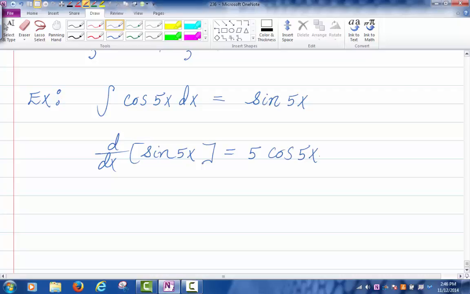So what should I do to make sure that I get the correct integral? You should be taking 1/5 right here. So notice, if I have a 1/5 here, then the derivative would be 1/5 of this quantity, which is exactly cosine of 5x. So the indefinite integral of cosine 5x would be 1/5 sine 5x plus a c. Is everybody okay with that?